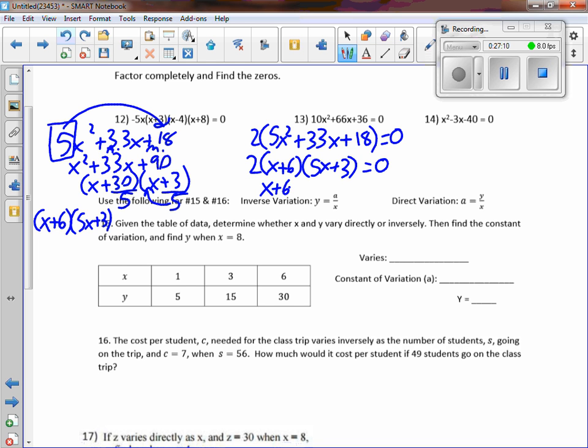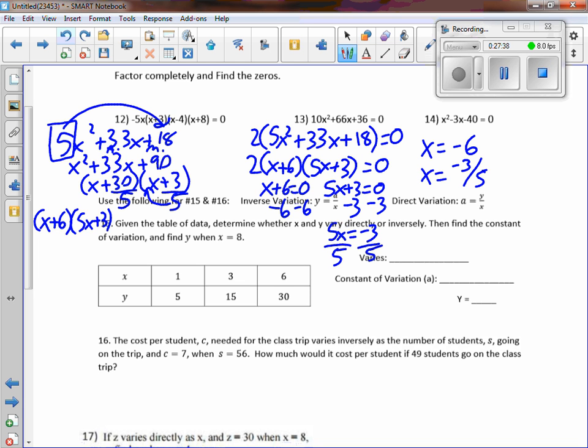So we'll do x plus 6 equals 0, 5x plus 3 equals 0. So minus 6, minus 6. I'll put the answers up over here for a second. x equals negative 6. Then this one we'll do minus 3, 5x equals negative 3. Divided by 5, divided by 5. x equals negative 3/5. And that's how you do number 13.